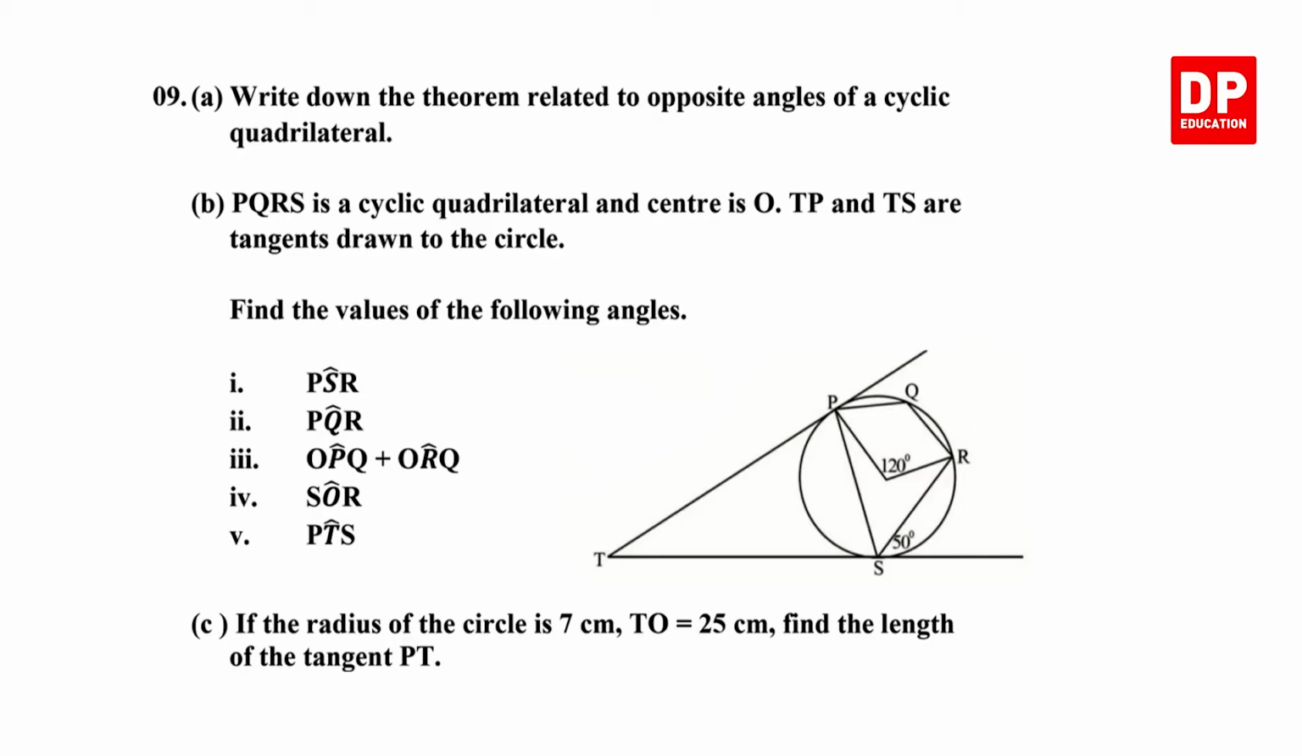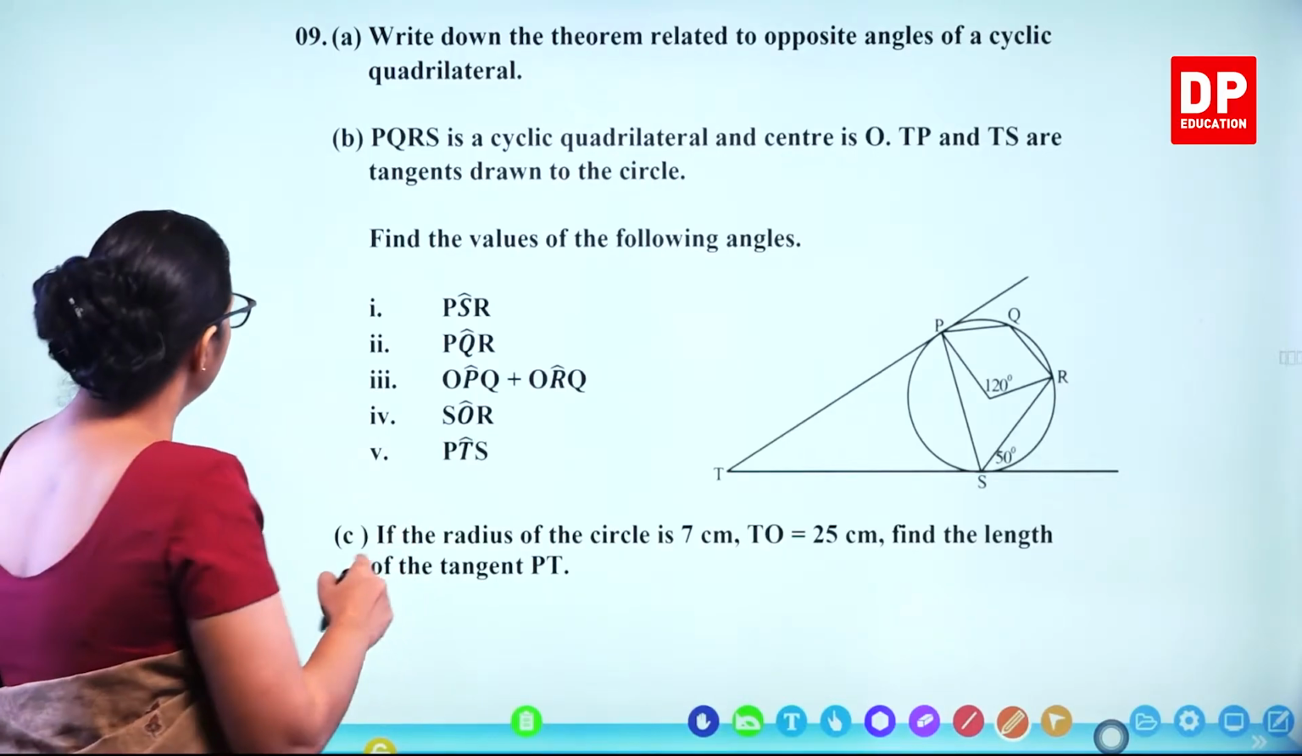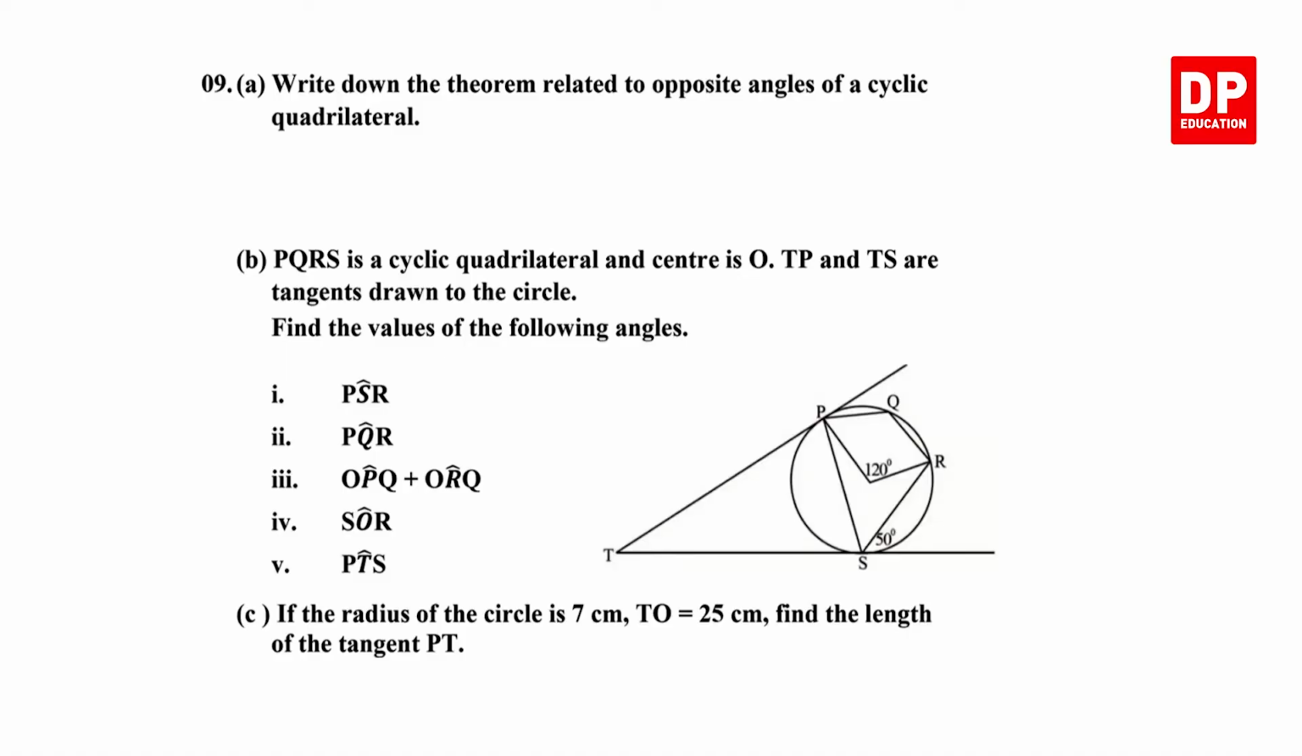Let's take question number 9. That's about circles. Write down the theorem related to opposite angles of a cyclic quadrilateral. What do you know about opposite angles? Opposite angles add up to 180, supplementary.